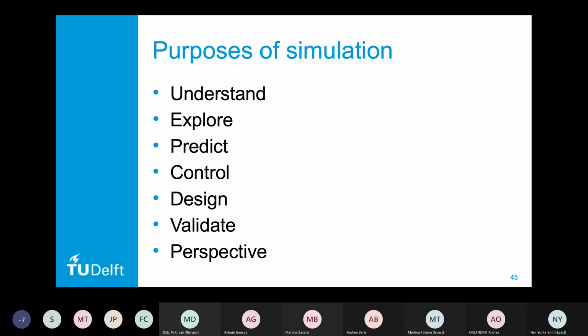These might be the more common ones. It's very important because if you're, for example, just trying to understand a system, you're not trying to predict. So when it comes to the question of whether your model is valid, how do you test that? You don't test it by trying to make predictions, because the purpose is understanding. So it all starts with the purpose of the simulation. Critical point.